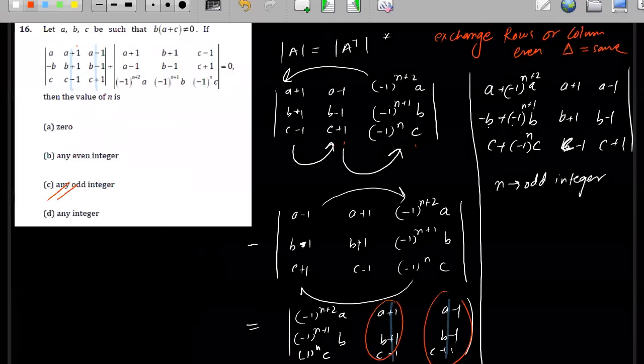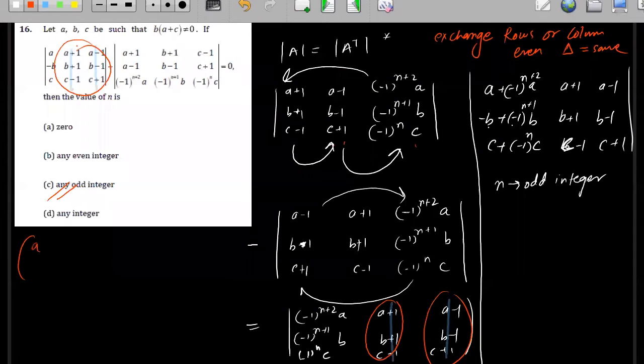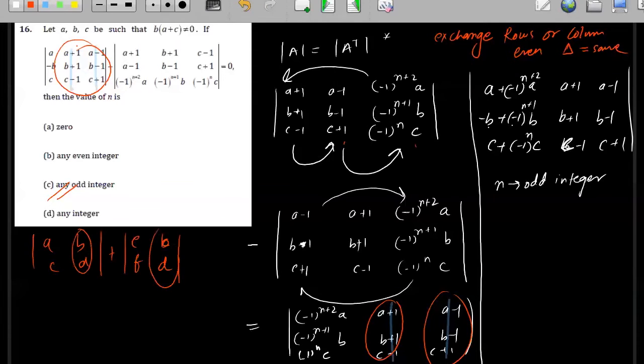So I can add two determinants. Suppose A, B, C, D, and plus, sorry, A, B, C, D, and plus E, F, B, D. If I have two determinants like this where columns are the same, I can add them. So this will become A plus E, C plus F, B, A, B, D. This we have already seen many times. Okay.